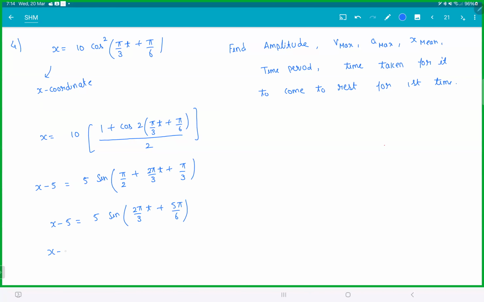Now compare this with x equals x mean plus amplitude sine(ωt plus φ). You got everything. You got the amplitude. You got omega. And then from there you'll get Vmax. Vmax is Aω. You get A max, which is Aω squared. We got x mean, which is 5. We got the phase angle, which is 5π/6.